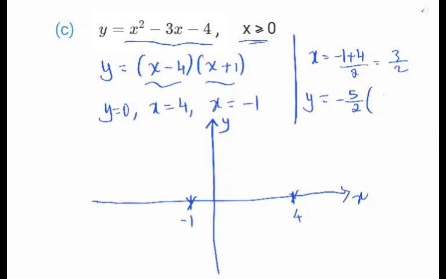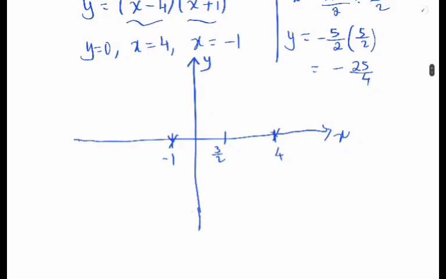You can use the calculator to check. And then this one also 5 over 2, which equals negative 25 over 4. So 3 over 2 is somewhere here, and negative 25 over 4 is here. So actually your graph will be something like this kind of pattern.